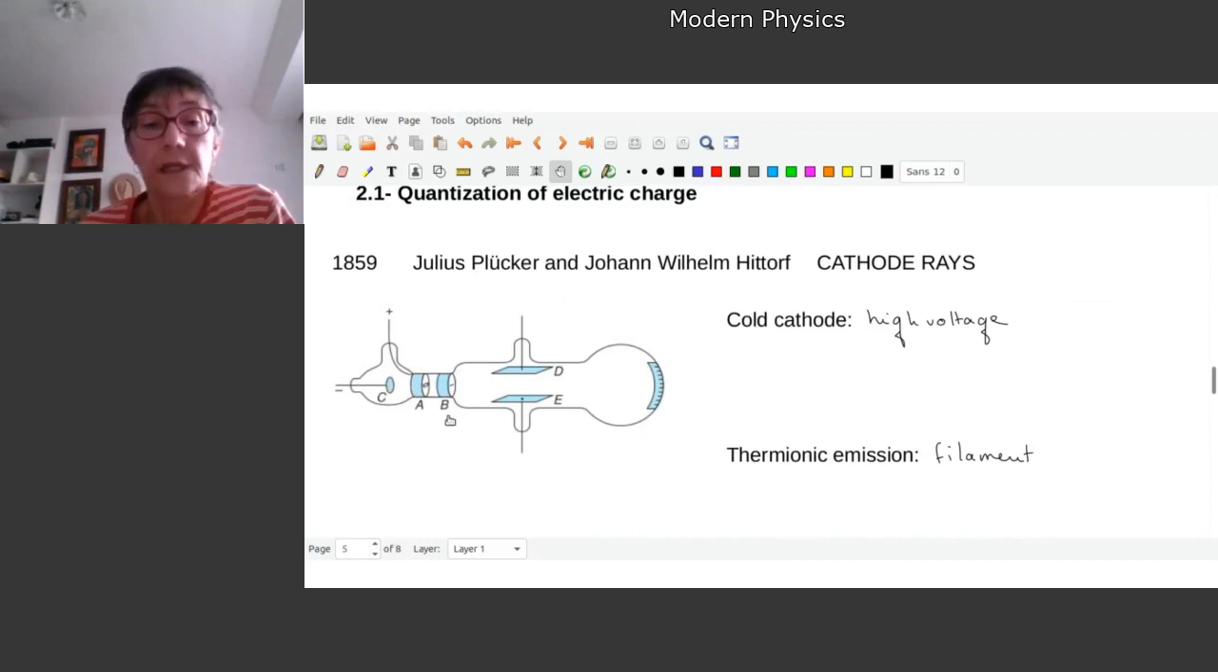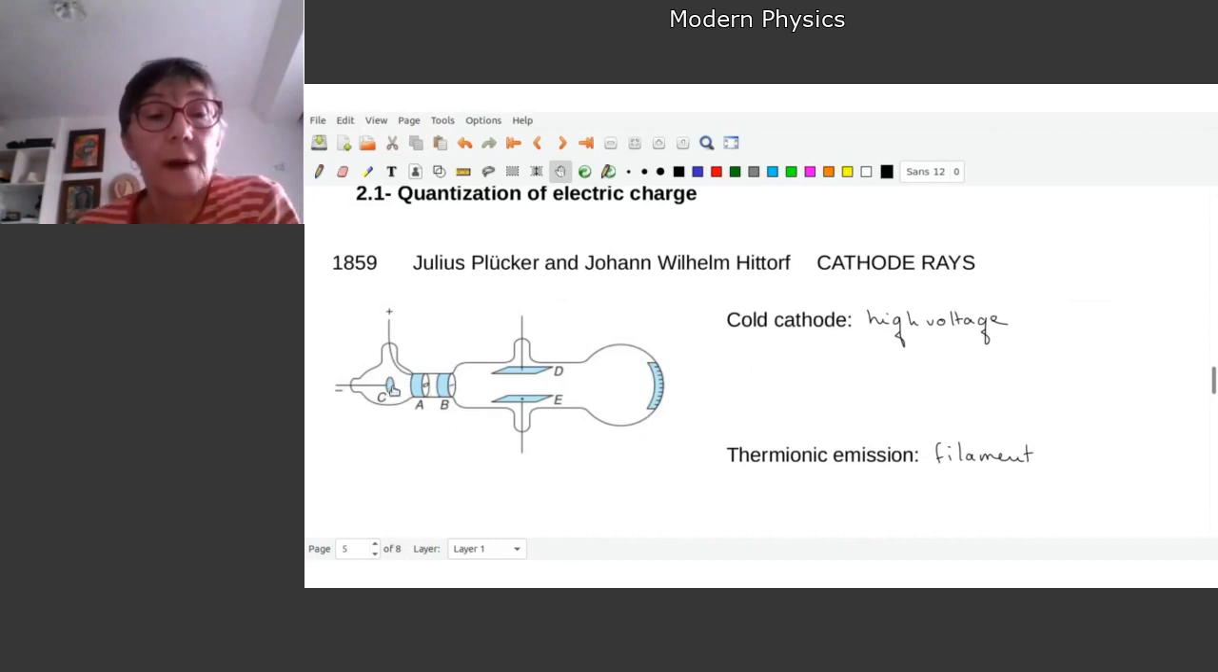B is a slit, okay? And you have something here, but for now it's not important. What is the cathode ray? So this is an electron beam, which at the beginning was from a cold cathode. So they had to put a very high voltage between the cathode and the anode, and the cathode ray is called this way because it was as if it were emitted by the cathode.